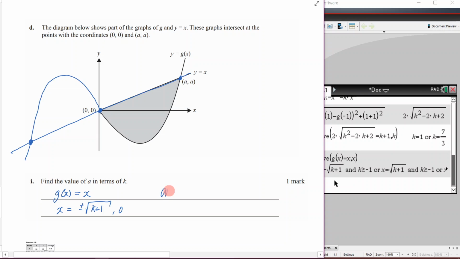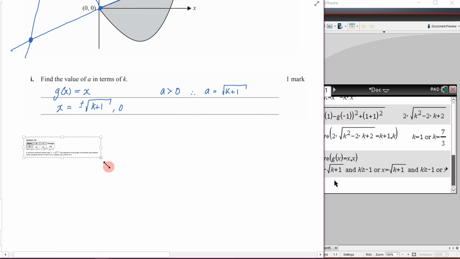Well, a has to be greater than 0 because it's over here. A has to be greater than 0, so therefore my a is going to be the square root of k plus 1. It's not going to be the negative, and that's because a is positive. So that's my 1 mark right there.